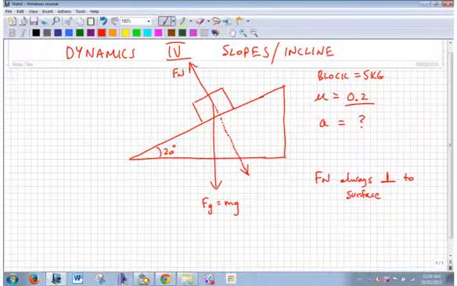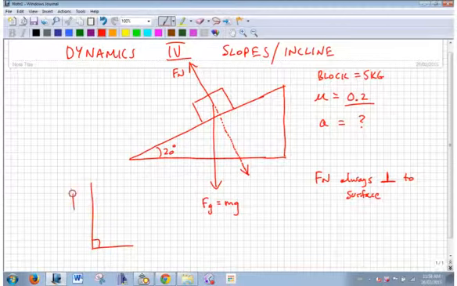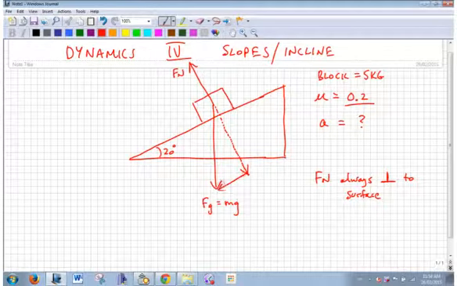Let's take this to the extreme. If 20 degrees became 90, then what's my normal force? Yeah, like is it sitting on the surface anymore? Doesn't make any sense, does it? It's free falling. So this component depends on this angle. And then we also have this component.